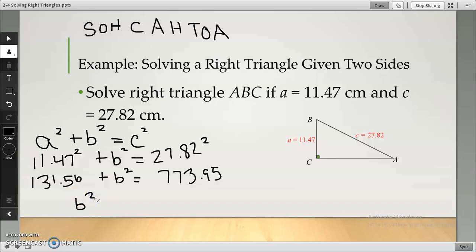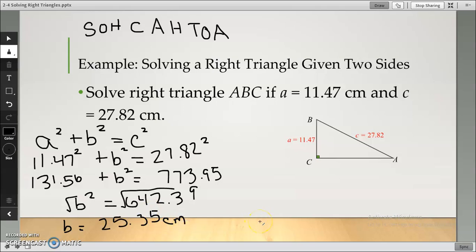and I get B squared is equal to 642.39. I'm not looking for B squared though, I'm looking for B, so I'm going to take the square root of both sides. And I get B is equal to 25.35. I rounded it to 25.35 centimeters.